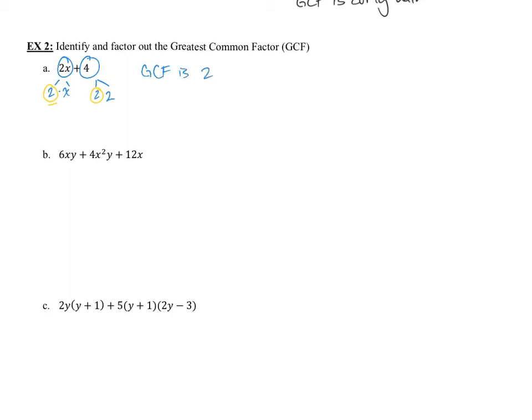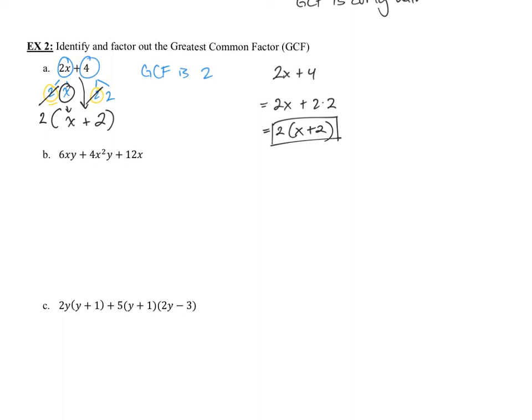Now we're going to factor out the 2. When we take away 2, what is left over? Just the x, bring down the plus sign, and then the other 2. Let me rewrite that a little nicer. We factor 2x plus 2 times 2 into 2 times x plus 2. And there we have our answer. So one part is to identify, the other part is to factor it out.